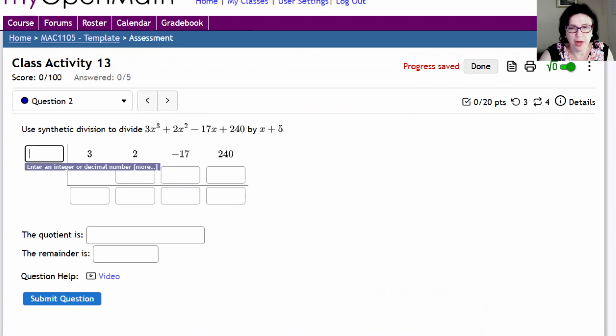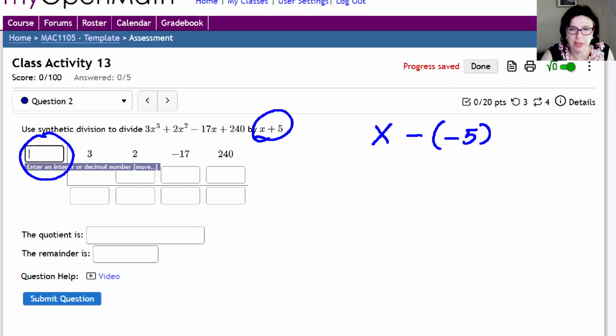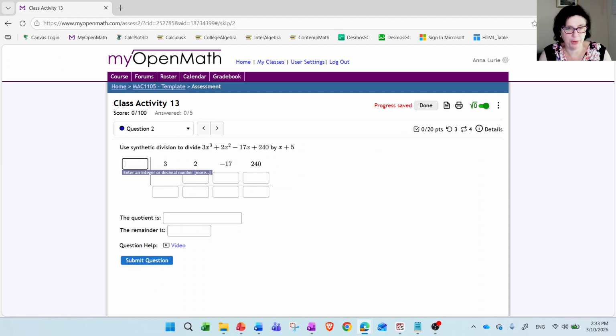So if your divisor, this guy right here, x plus 5, has to be written as x minus something. It's not x plus something. This something will go in this box right here. What are you going to subtract to get plus 5? Well, you're going to subtract minus 5, right? Because minus minus gives you a plus. So always remember that in the box over here, you want to put the opposite of what this is. So if this was plus 5, here you would put minus 5, okay? So that's very, very important because if you mess that up, then everything is wrong.